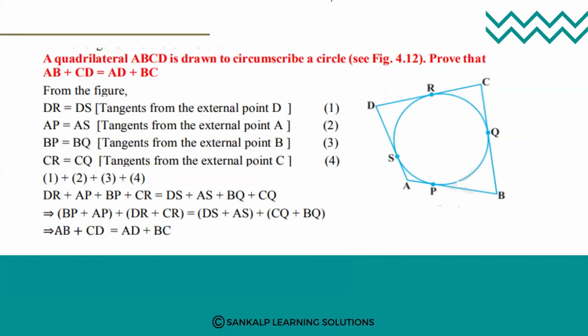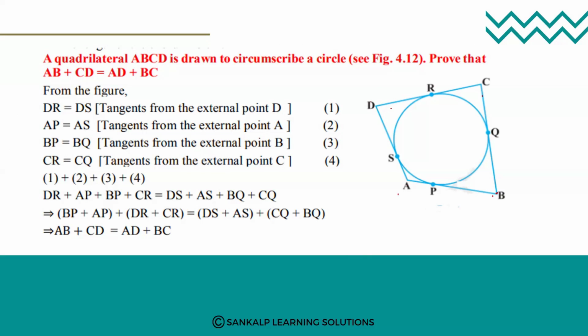Next. A quadrilateral ABCD is drawn to the circumference of a circle. Prove that AB plus CD is equal to AD plus BC. Where is AB? AB is here. AB plus CD is equal to AD plus BC.